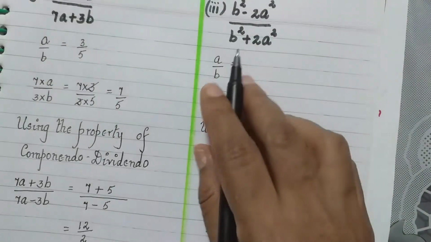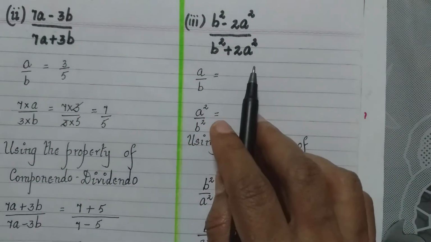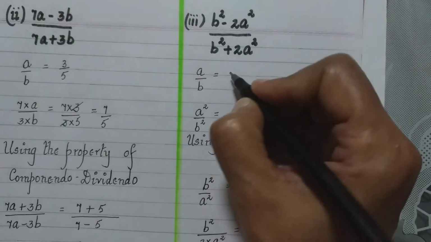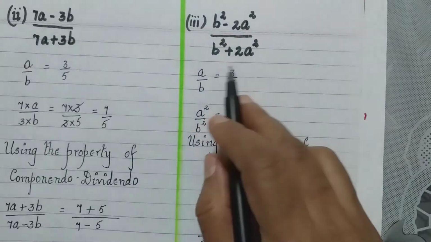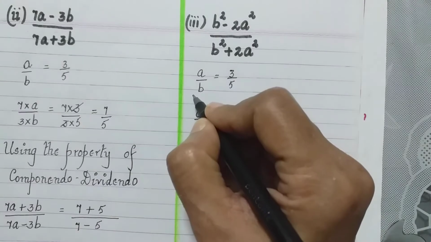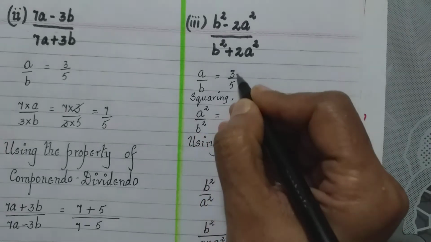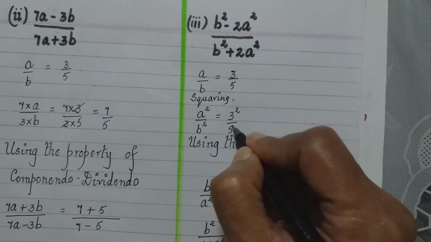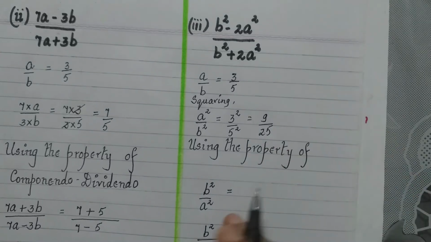The third sub question we have is b square minus 2a square upon b square plus 2a square. So first we write what is a by b. We know a by b is 3 by 5. Now, here we need the squares. So first we square it, a square upon b square. Squaring, a square upon b square is equal to 3 square upon 5 square, which is 9 upon 25.